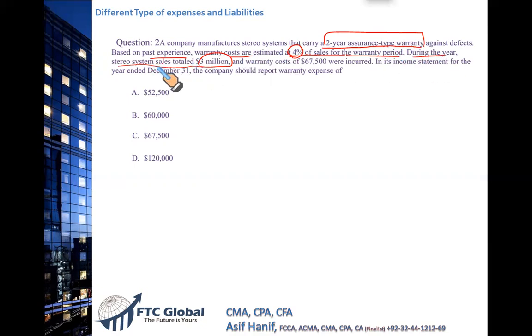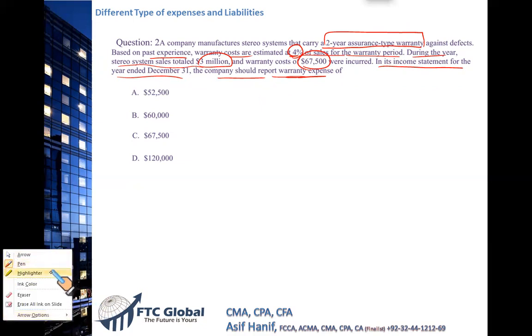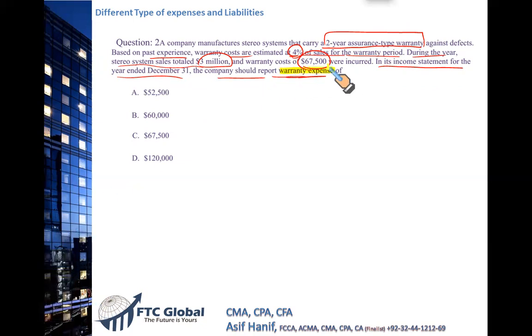So it says that during the period you have sold goods worth $3 million and warranty cost actual was $67,500. This was the actual cost. In its income statement for the year ended December 31st, the company should report warranty expense. Please be very, very, very careful what you're doing while attempting the question. Warranty expense, not the warranty liability.